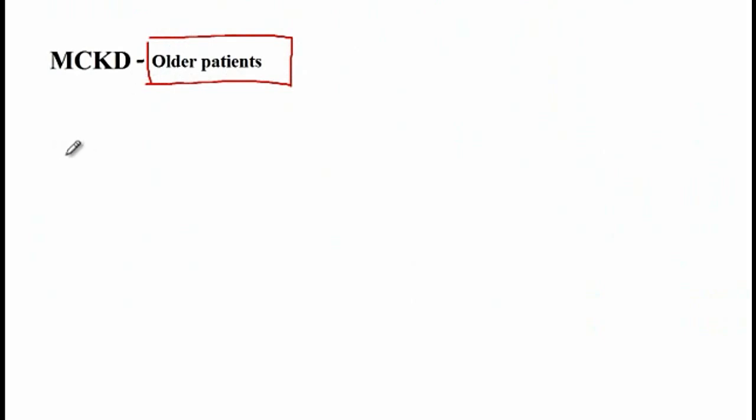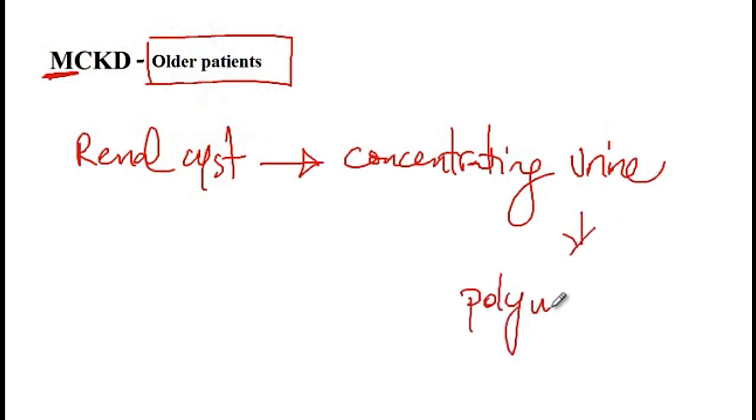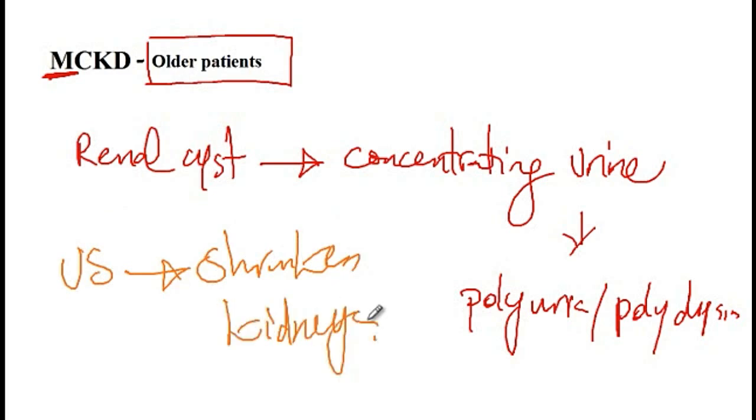And then the final condition that we have here is medullary cystic kidney disease, which is more commonly seen in elderly patients. And these patients present with renal cysts in medullary collecting ducts, as the name implies, which causes loss of the concentrating ability of the urine in the kidneys. And thus again, these patients present with polyuria and polydipsia. And then you should also be aware that on the ultrasound, these patients present with shrunken kidneys. And that concludes our discussion.